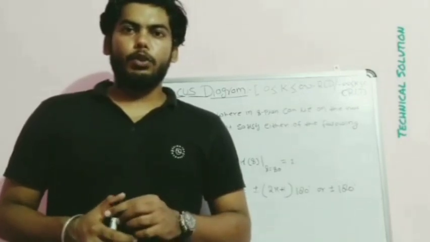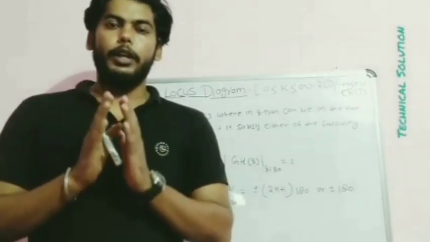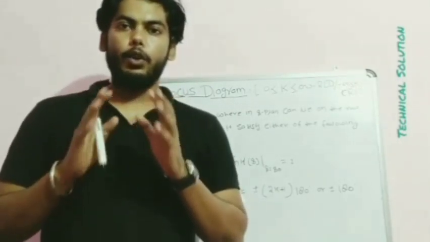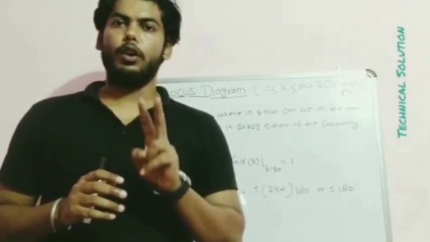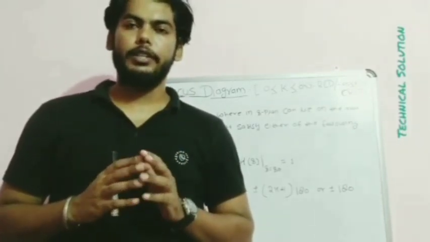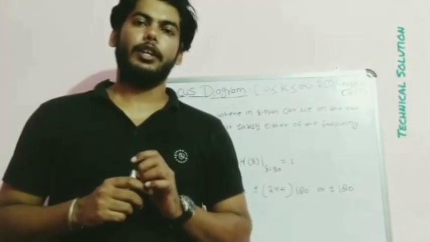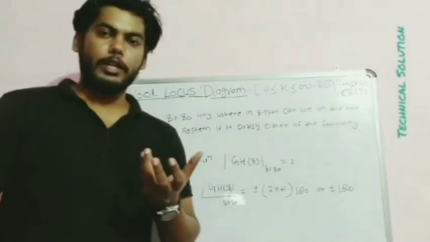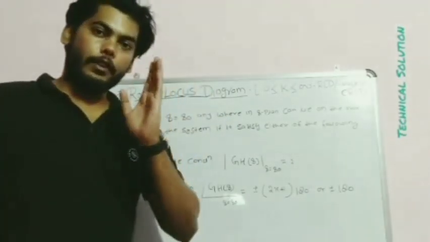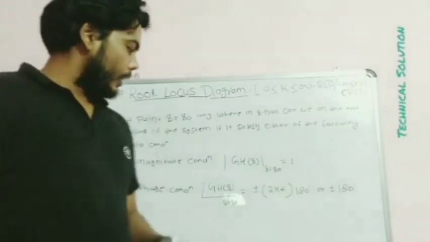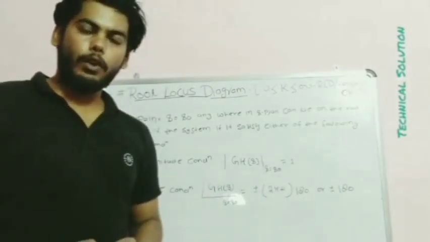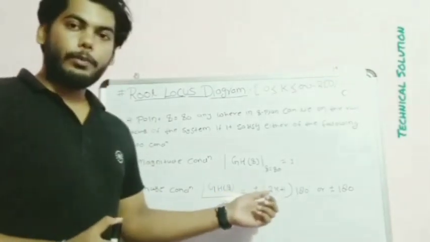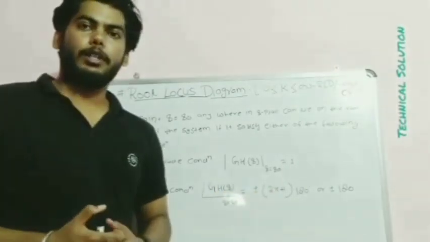The last point of the root locus diagram is that any point anywhere in the s-plane can lie on the root locus if it follows two conditions. The first is the magnitude condition and the second is the phase condition. In the magnitude condition, when we put s equal to s naught, the magnitude is equal to 1. In the phase condition, if we put s equal to s naught, then the phase is equal to plus minus twice (k plus 1) into 180, or plus minus 180.